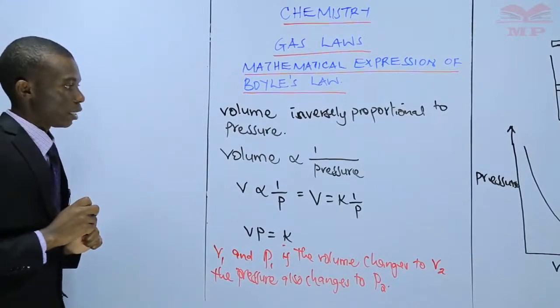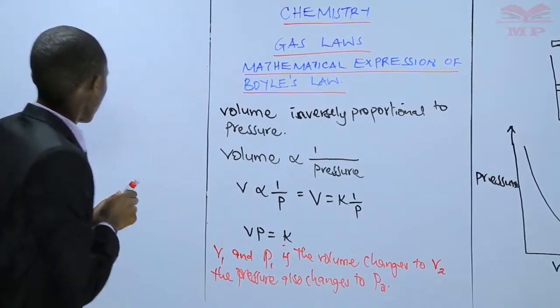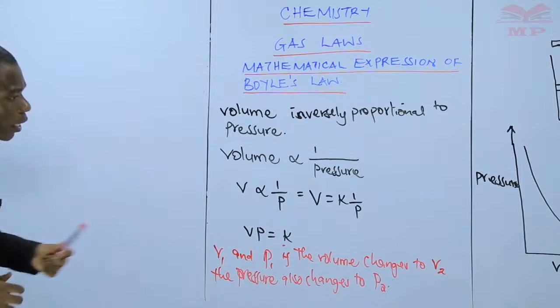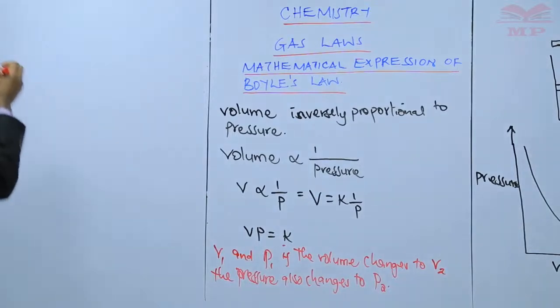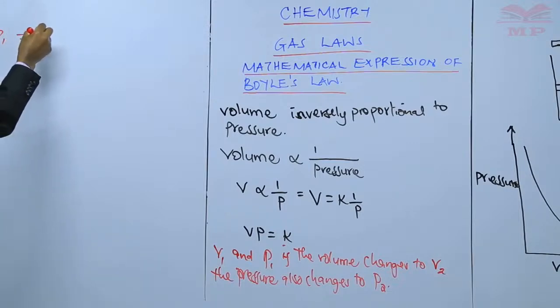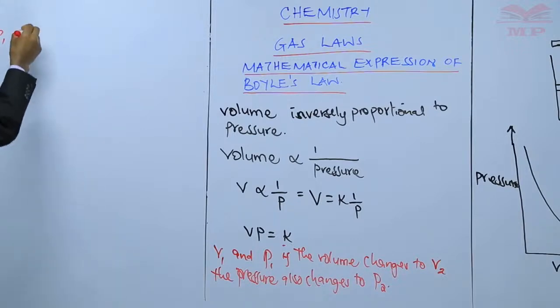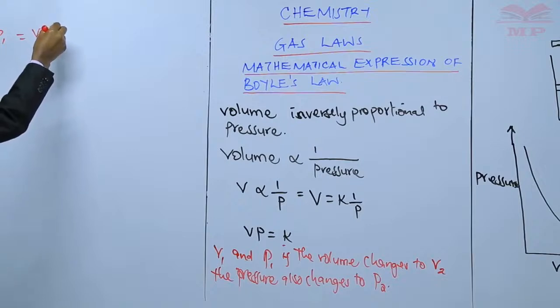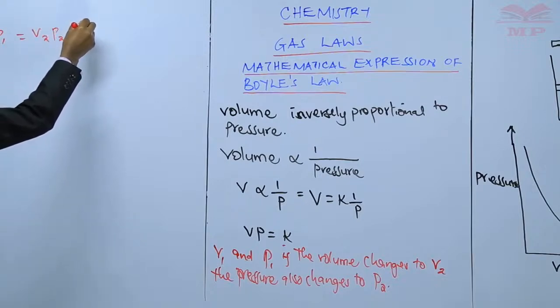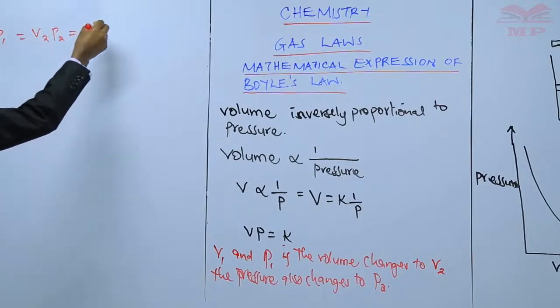Get that very clearly. So this means that this can be expressed as V1 P1 equals V2 P2, which equals K, a constant.